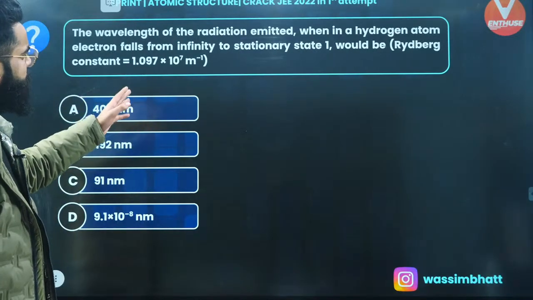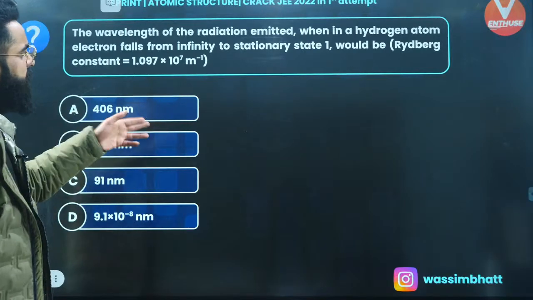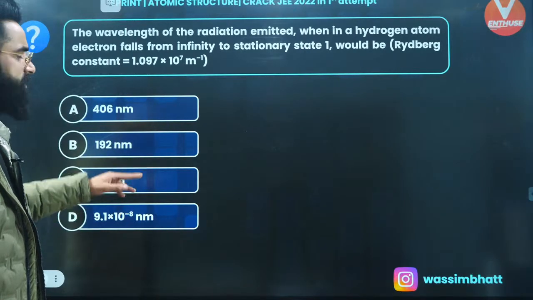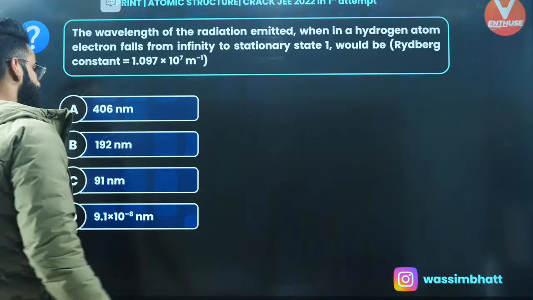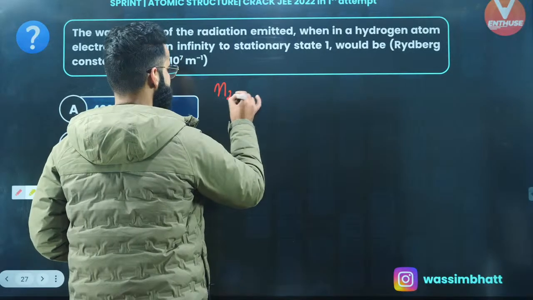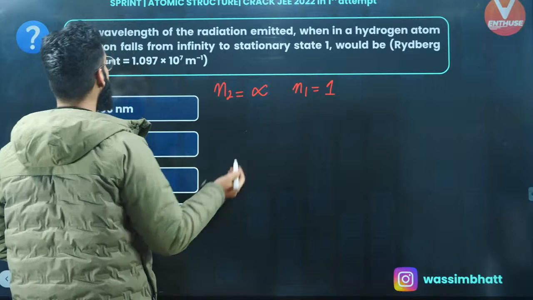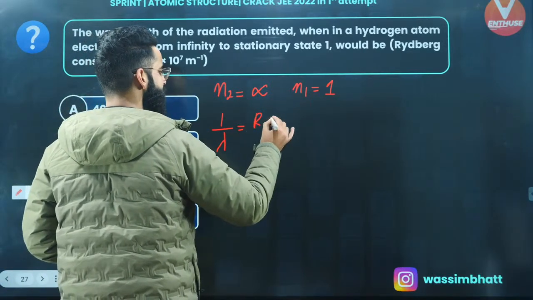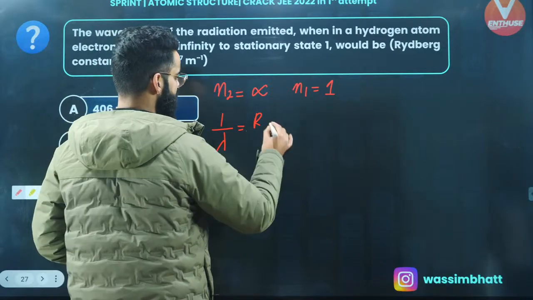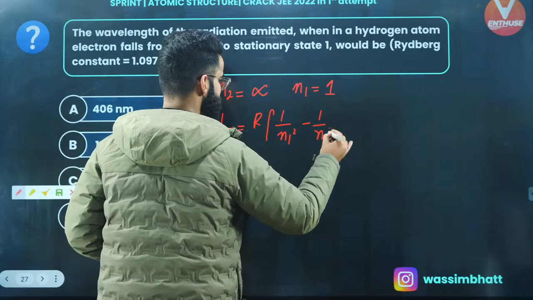The wavelength of the radiation emitted when the electron falls from infinity to stationary state 1. So the electron is making a transition from infinity to shell number 1, right? So basically, n2 value, the higher energy state, is given to us as infinity, n1 value is equal to 1. So what do we need to calculate? Wavelength. 1 divided by lambda is equal to Rydberg's formula, R Z squared. Since we are talking about hydrogen, for hydrogen Z is equal to 1. 1 upon n1 squared minus 1 upon n2 squared. You would have seen this particular formula, right?